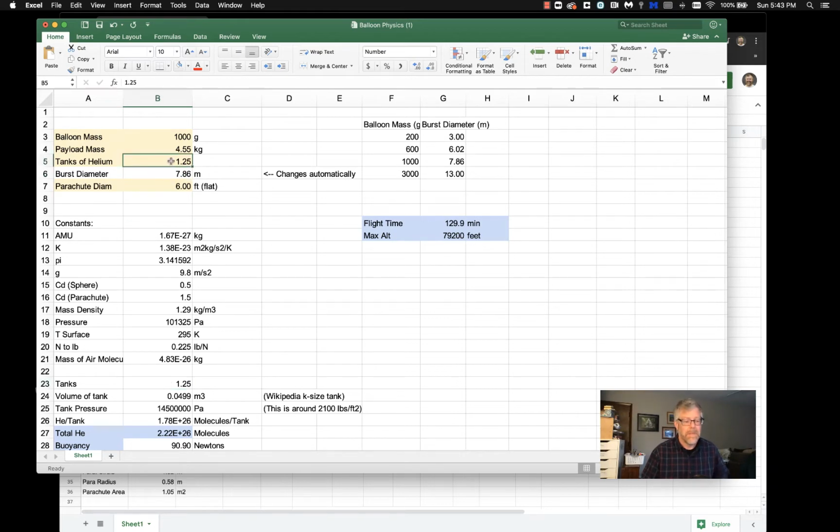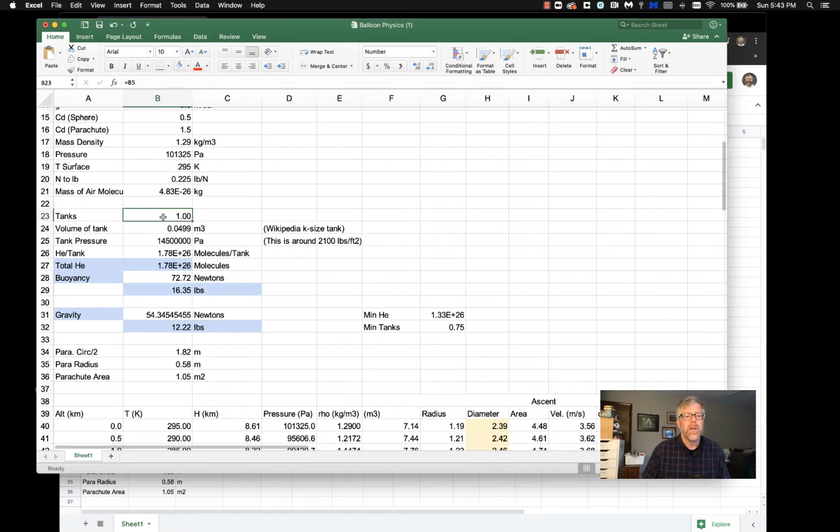So we've started to actually do some math down here. So here we have 1 tank of helium, that is the volume of gas that we have. The pressure in the tank is given. The number of molecules per tank is given. And then the total is basically just the molecules per tank times the number of tanks that we have. And then from that, we had an equation in the last video that tells you the buoyancy from the total tanks of helium, which is like 72 newtons for 1 tank of helium, and that's about 16 pounds. So we could put about 16 pounds on, and it will rise up in the air. That's subtracting off the mass of the balloon.